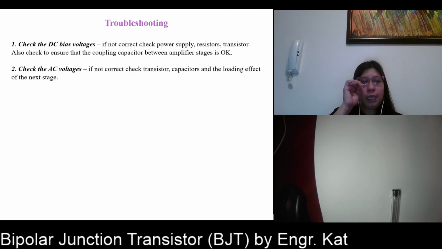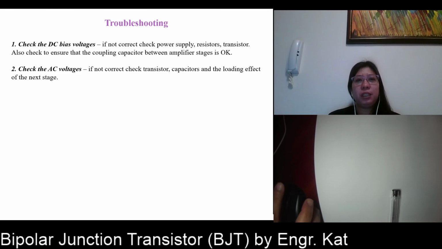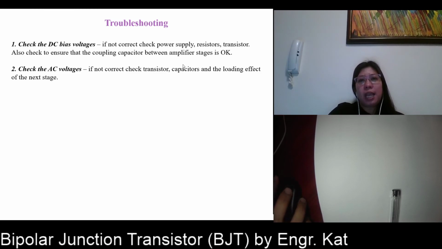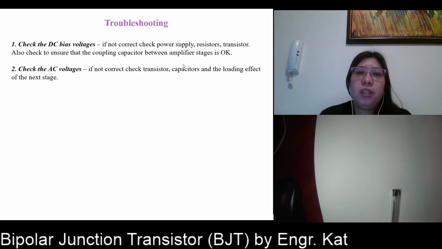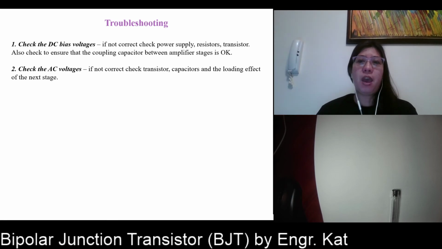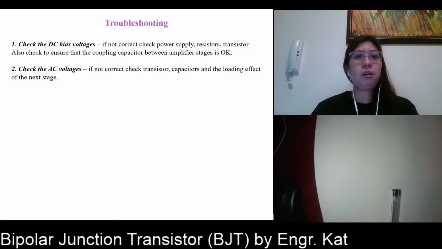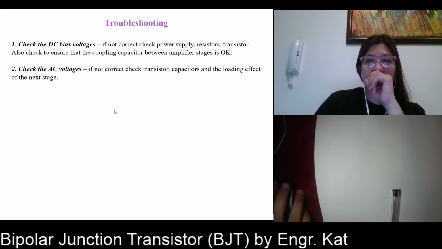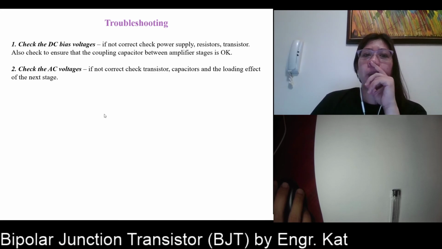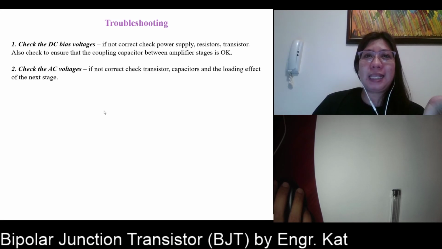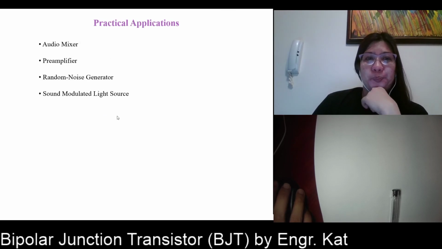So troubleshooting: check the DC bias voltages. If not correct, check power supply. Check the resistors, check the transistor. Also check to ensure that the coupling capacitor between amplifier stages is okay. Check also the AC voltages. If not correct, check transistor, capacitors, and the loading effect of the next amplifier stages. The loading effects will be discussed in Electronics 2.